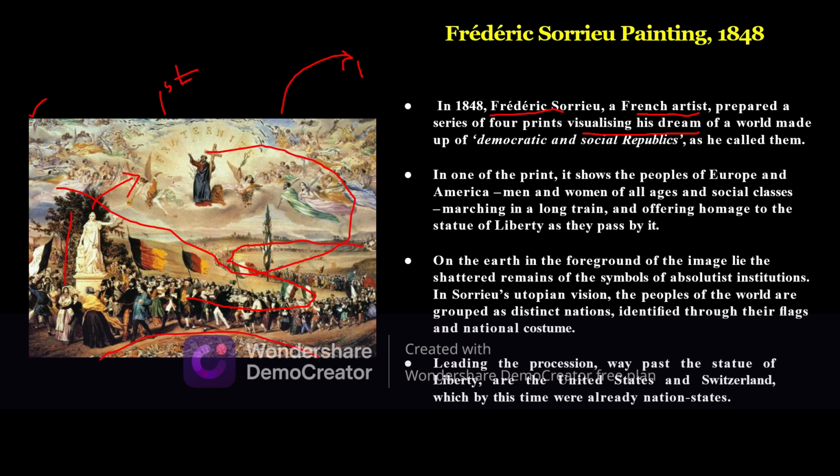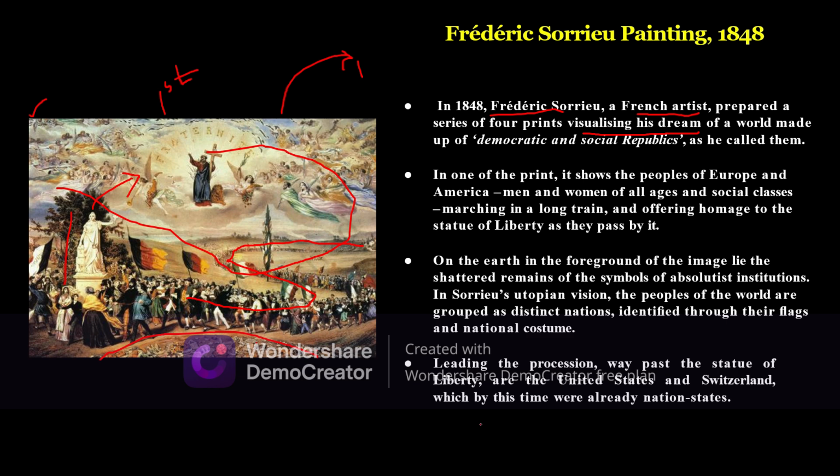On the earth, in the foreground of the image, lie the shattered remains of the symbols of absolutist institutions. So we can see the shattered remains of monarchy. That's what is depicted on the floor. In Soreau's utopian vision, the peoples of the world are grouped as distinct nations, identifiable through their flags and national costume. So here we can see one group has their own costume and own flag. All the people standing in this line do not belong to the same community. They are identifiable with their flags and costume.